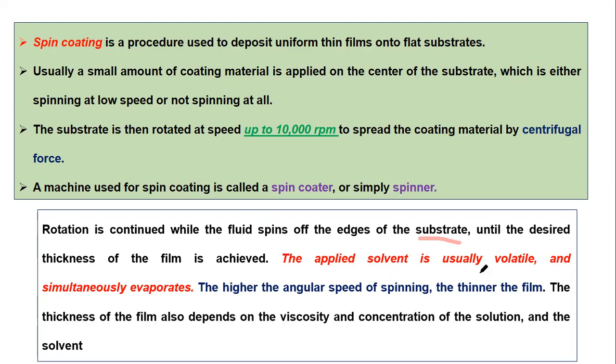The applied solvent is usually volatile and simultaneously evaporates. So which type of solution can you use? The solvent may be volatile. Volatile means what? It means the substance can evaporate naturally.